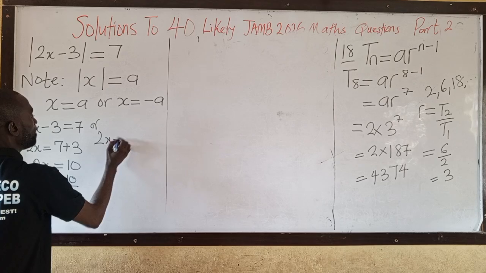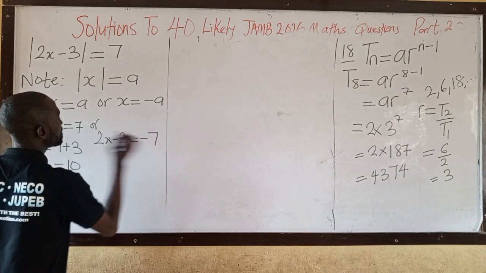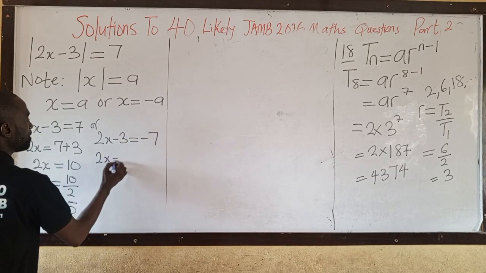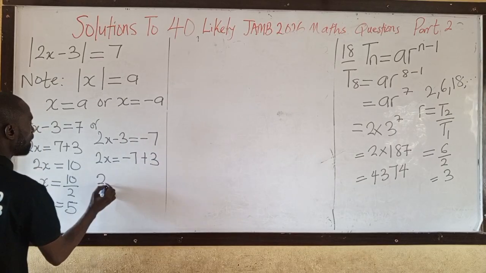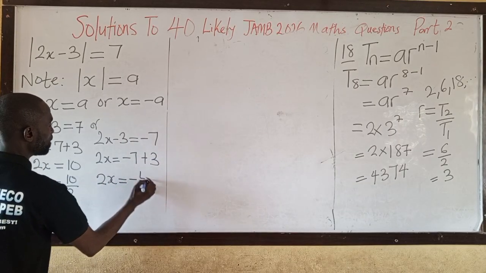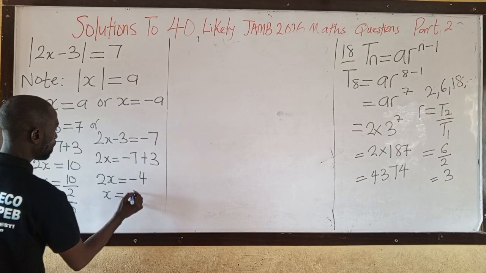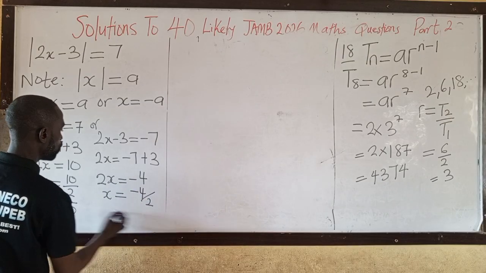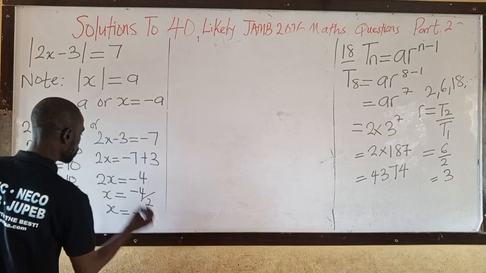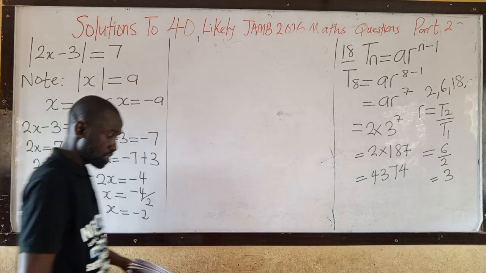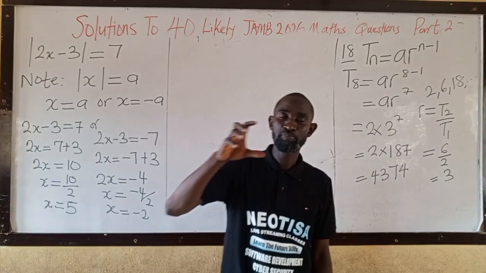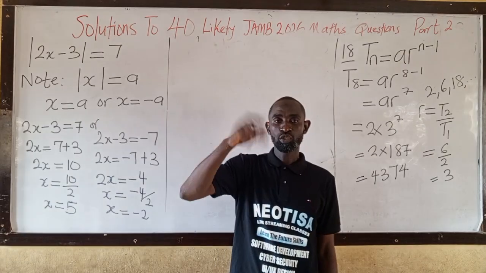Then this, or 2x minus 3 equals minus 7. Now 2x equals minus 7, so we'll come here plus what now? Plus 3. So we have 2x equals minus 4. X will be equal to what now? Minus 4 all over 2. X will be equal to what now? Minus 2. So the values of x are minus 2 and 5. That is option what now? Option A.